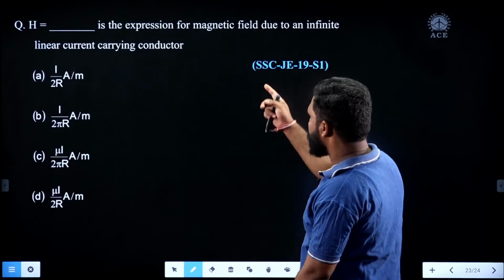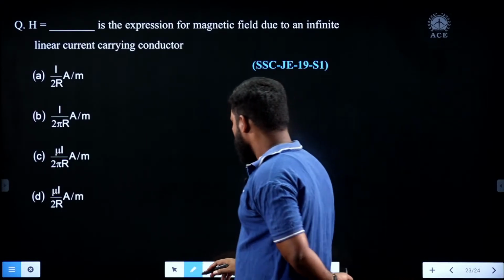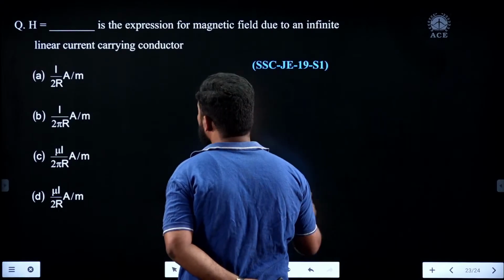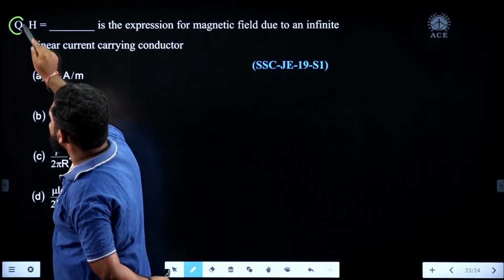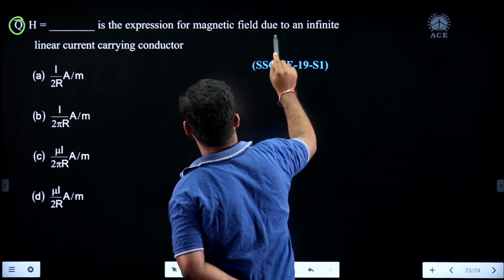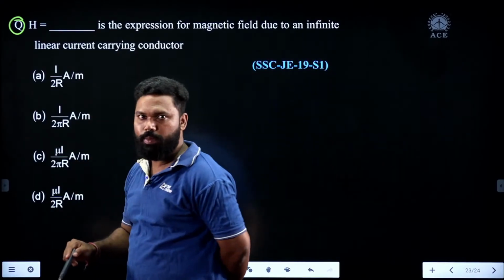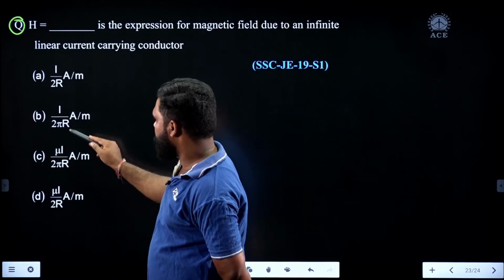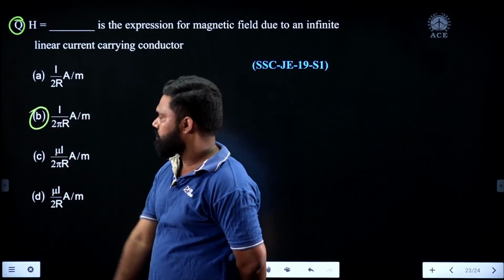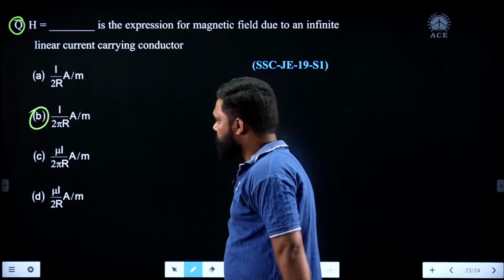Here is a question. Directly the formula was asked. H is equal to dash is the expression for the magnetic field due to an infinite linear current carrying conductor. I by 2R, 2 pi R. I by 2 pi R. Option B is the answer. Yes.